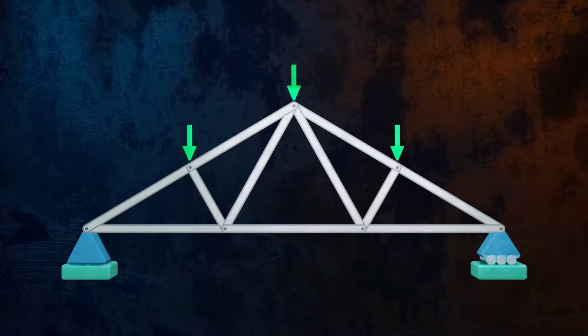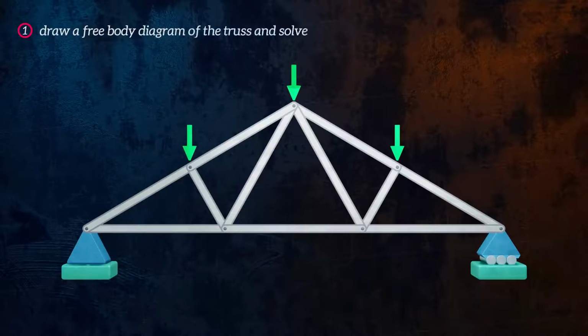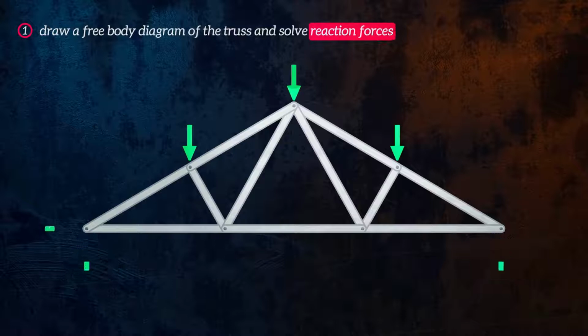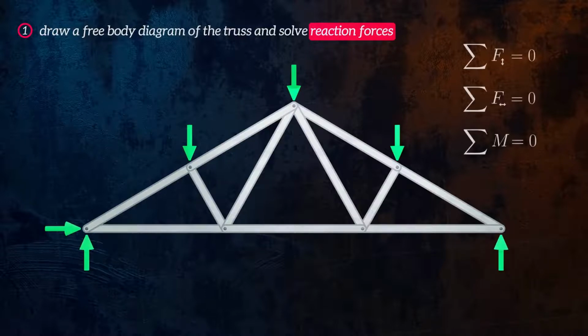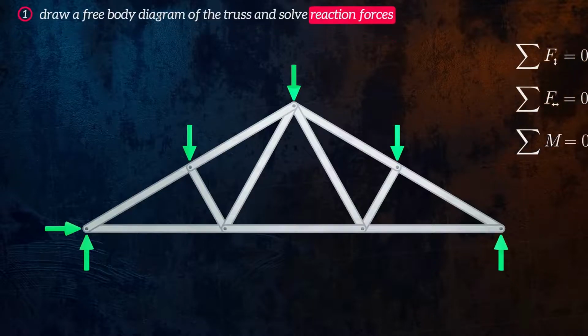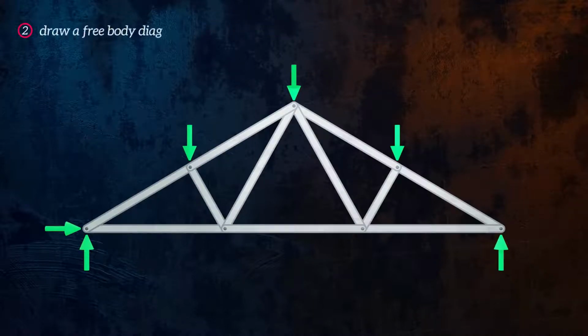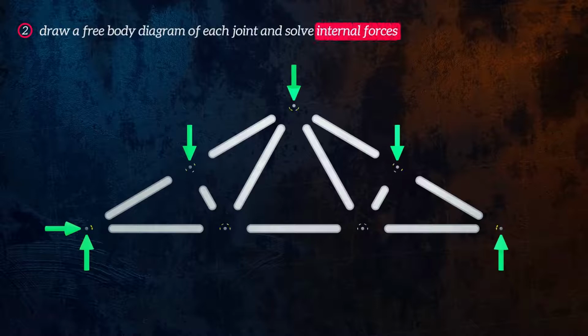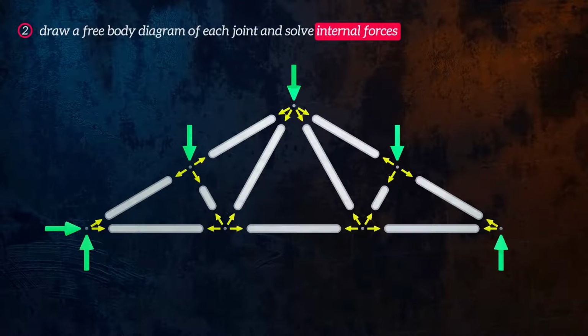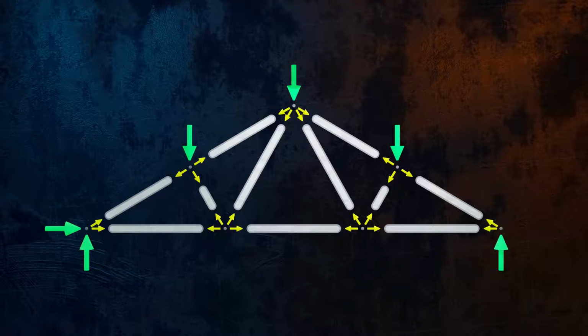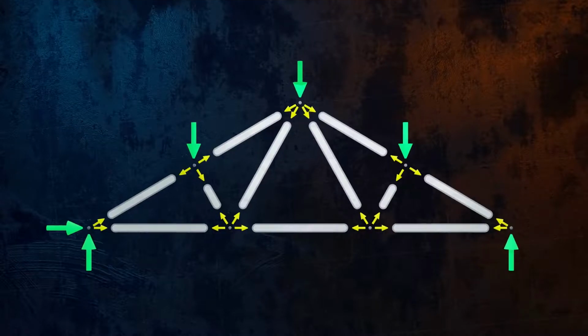The method is really simple. First, you draw a free body diagram, showing all of the external loads acting on the truss, and you use the three equilibrium equations to calculate the reaction forces. Then, you draw a free body diagram for every single joint, and work through them one by one to solve the unknown forces acting at each joint. You solve the unknown forces using the equilibrium equations.